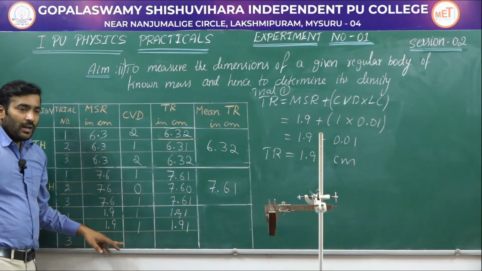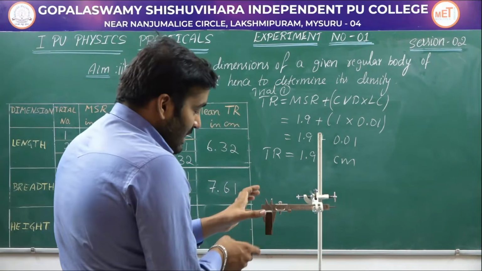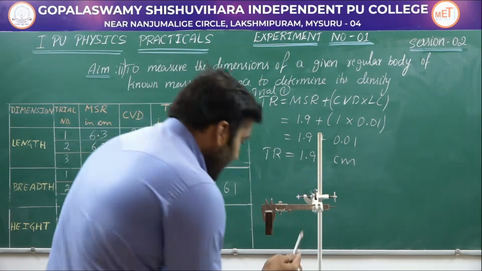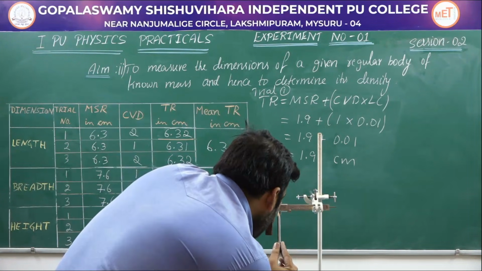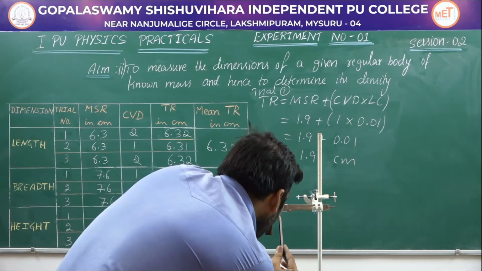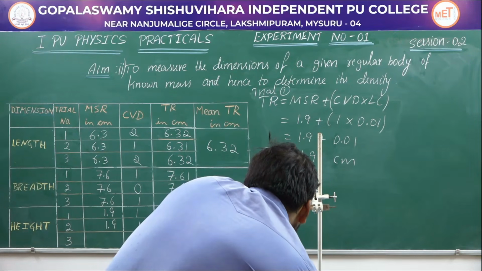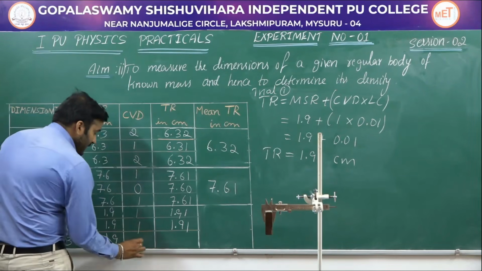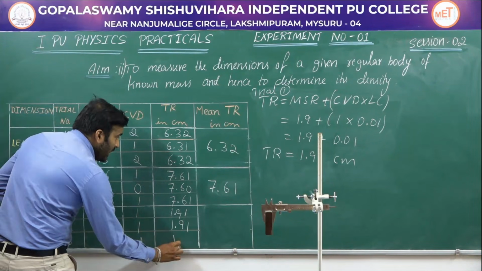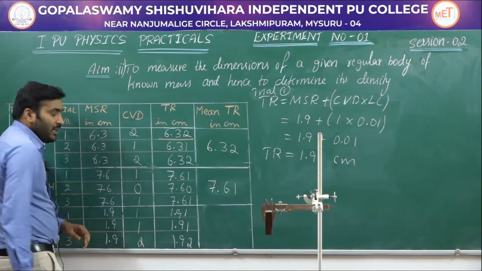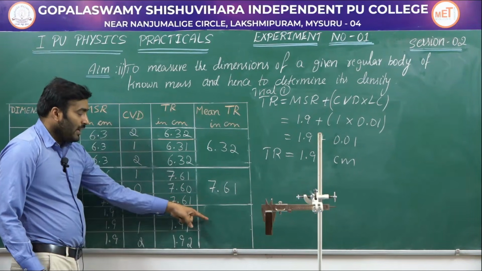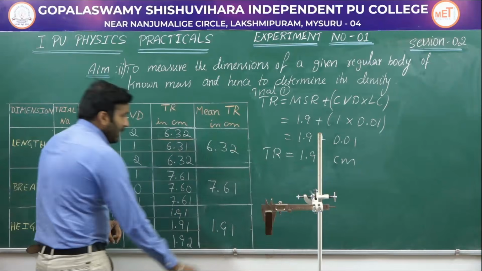And for the third trial, let us change the position again. So I have slightly changed the position now and find out the main scale reading and CVD here. Main scale reading is again 1.9 centimeter and CVD now is 2. The main scale reading is 1.9 and CVD is 2 and therefore the total reading will be 1.92 centimeter. So if we find the mean value of these three trials, what you will get is 1.91.